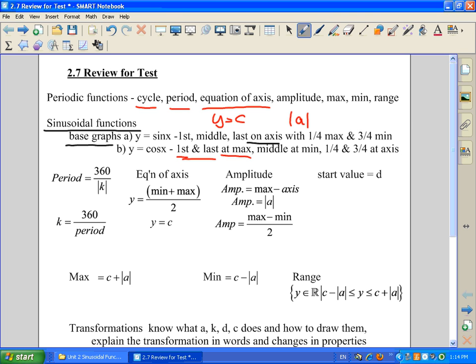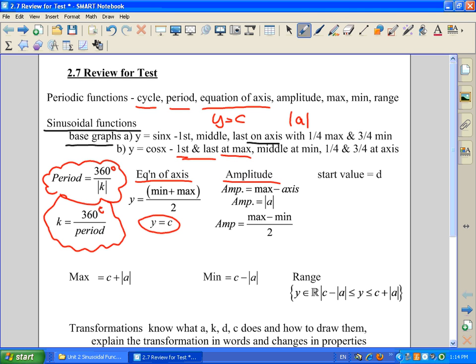All right, things we should have learned this unit: the period is 360 degrees divided by the absolute value of k. You can switch that formula and get k equals 360 degrees divided by the period. Your equation of axis, you take your min and you add your max in terms of absolute values, guys, and then you divide that by 2 to find your axis, which is y equals c.